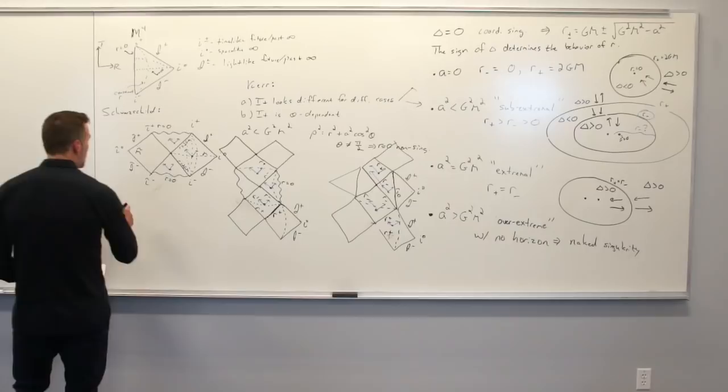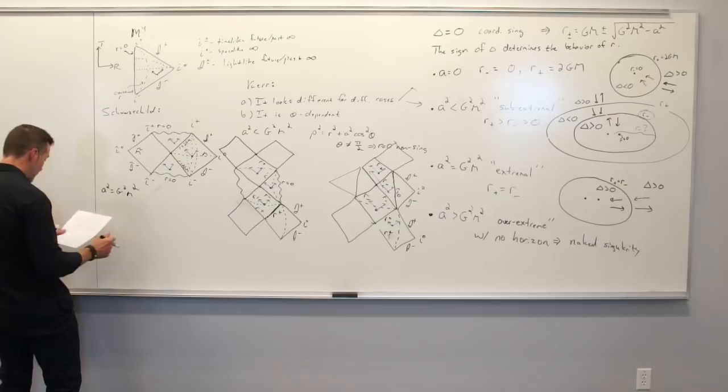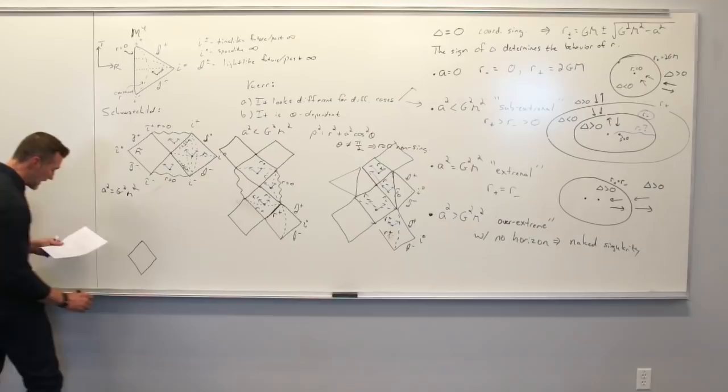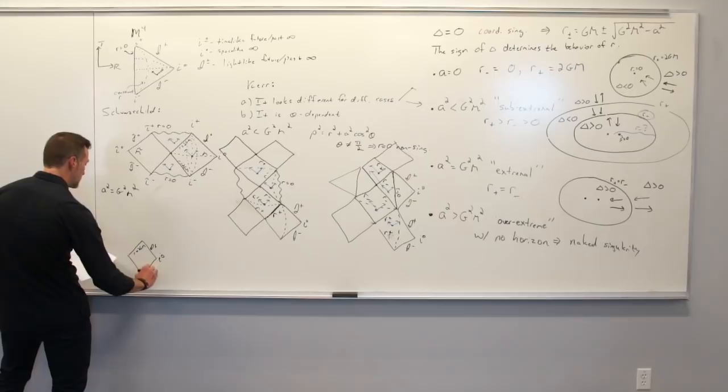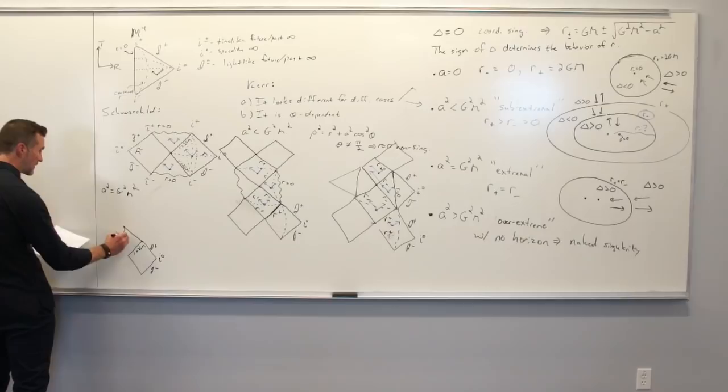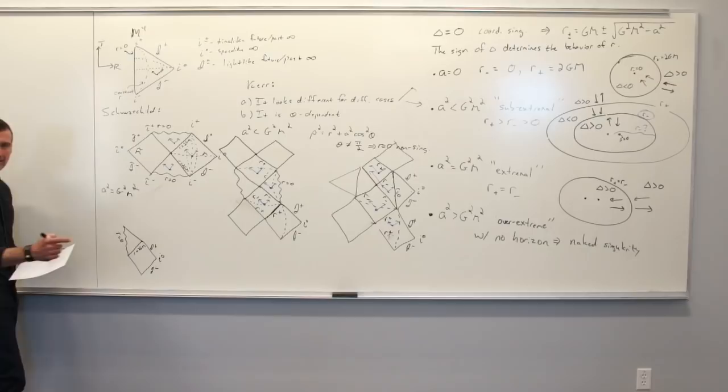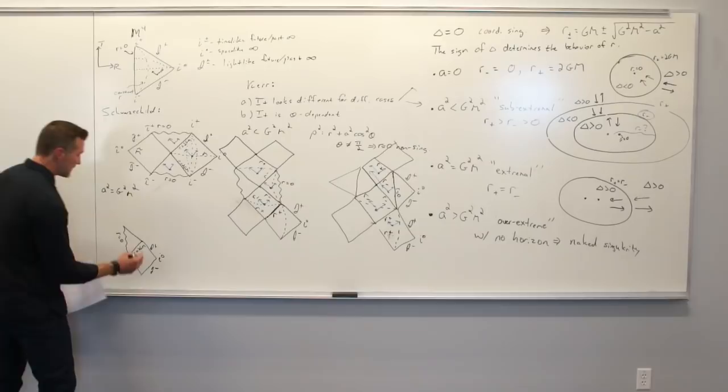So if I'm in the case where a squared equals G squared M squared, then my conformal diagram looks like this. Again, you start with an external space. You can stay outside. This is your horizon. This is your infinities. If you pass through the horizon, then where you end up is in a region where there is a singularity. But you do not have to visit that singularity. Remember, you can enter and turn around and leave. And if you turn around and leave, you do not go back to the space from which you entered.